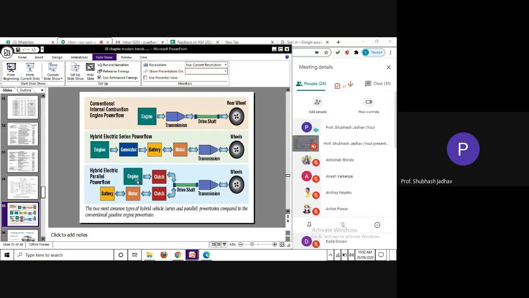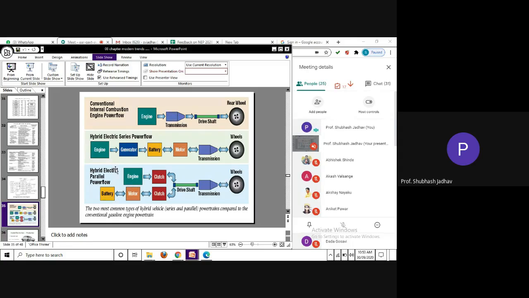So here what we do is we run the engine at a particular optimum speed, and when the power required by the vehicle is more than what is being supplied by the engine, at that time we will be taking power from this line also. If the power required is lesser than what is being supplied by the engine, at that time it will be good to run the motor as a generator and it will charge the battery. So in that way it works.